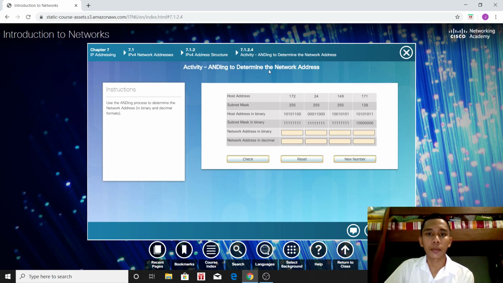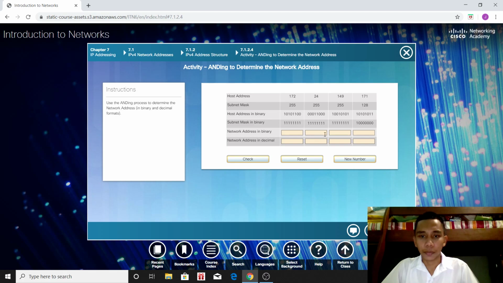The next activity is ANDing to determine the network address. Instructions: use the ANDing process to determine the network address in binary and decimal formats. So we have the host address, the subnet mask, then the host address in binary and the subnet mask in binary.